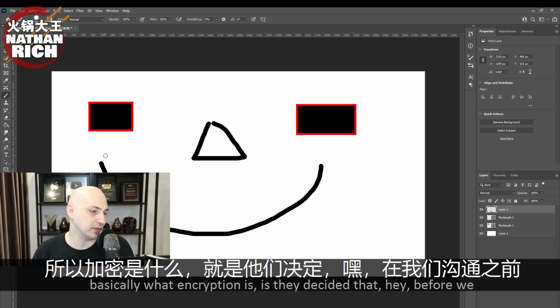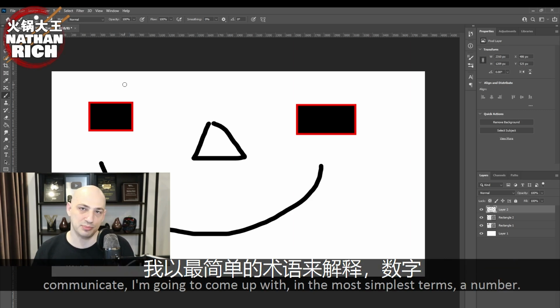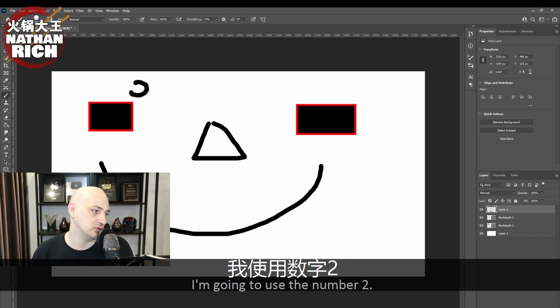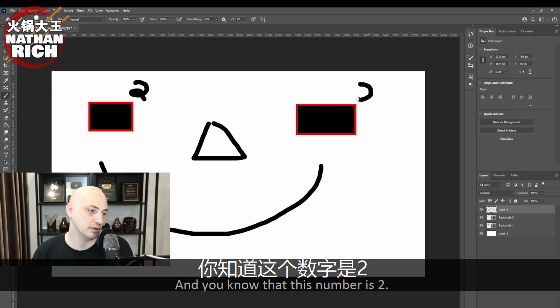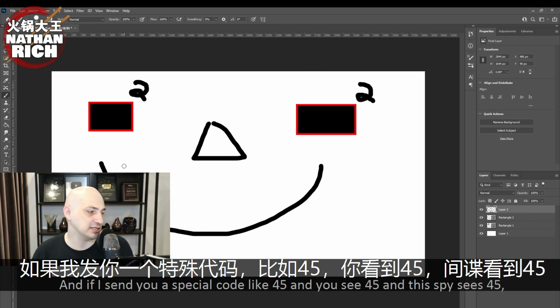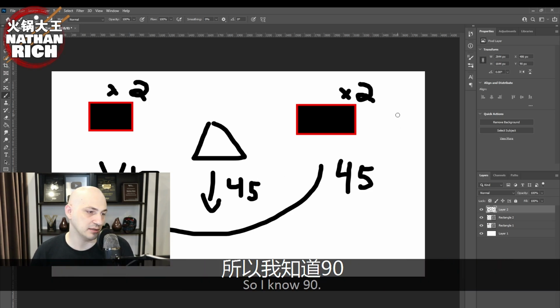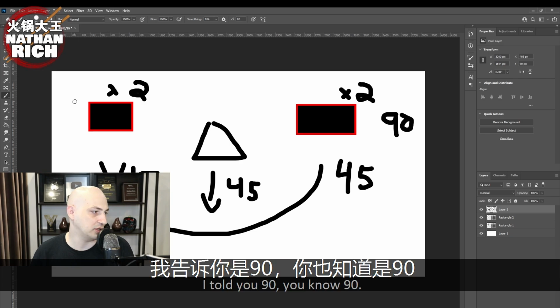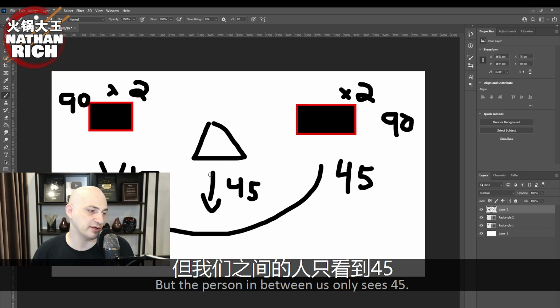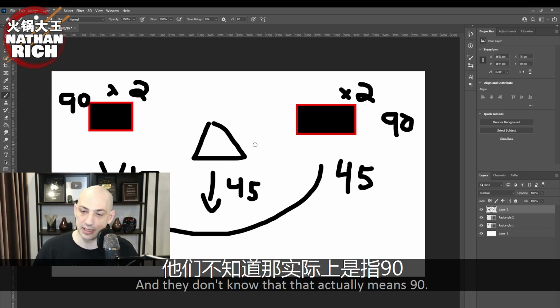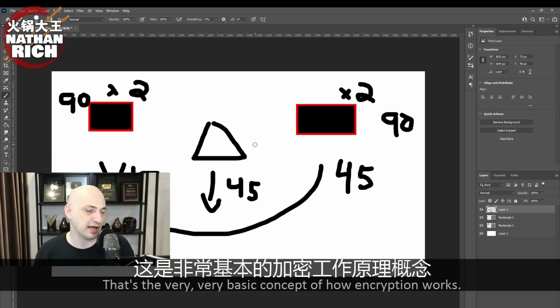And so basically what encryption is, they decided that before we communicate, I'm going to come up with, in the simplest terms, a number. Let's just say a number. I'm going to use the number 2. And you know that this number is 2. It's our magic number. And if I send you a special code like 45 and you see 45 and this spy sees 45, this spy doesn't know that we actually have to multiply 45 times 2 to get the real value, which is 90. So I know 90, I told you 90, you know 90, but the person in between us only sees 45 and they don't know that that actually means 90. That's the very, very basic concept of how encryption works.